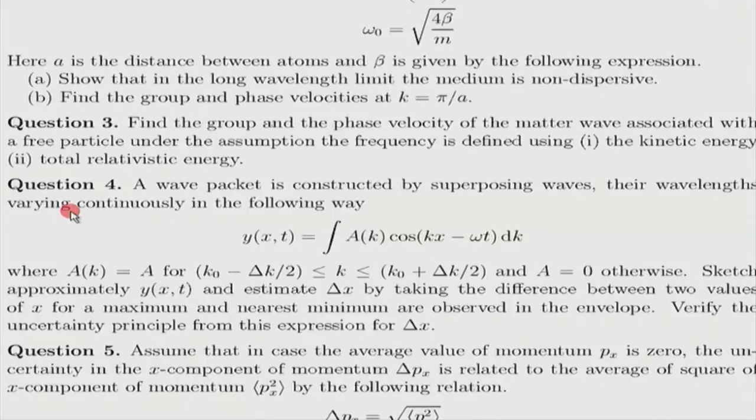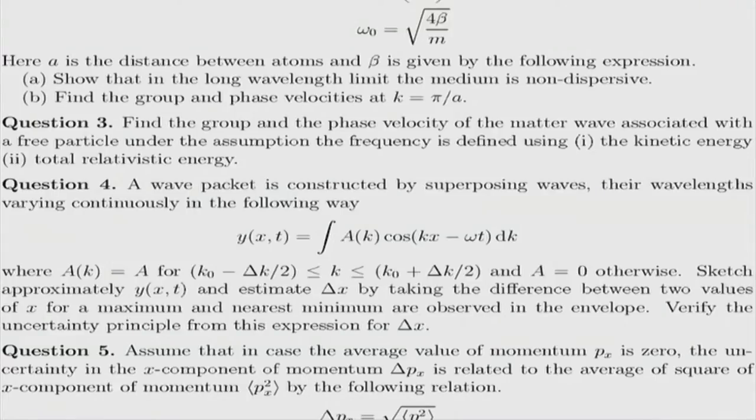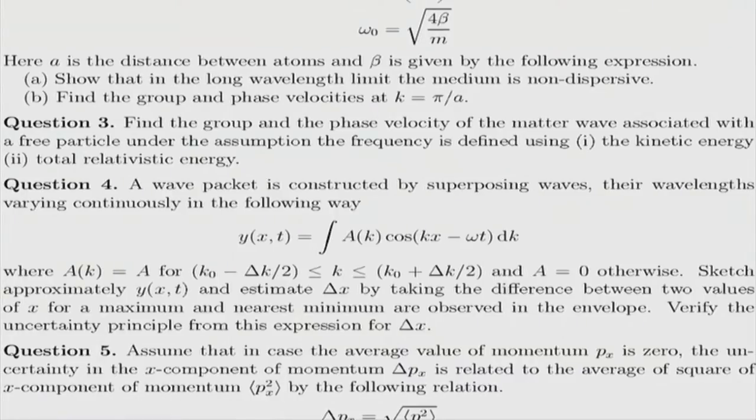It's a very interesting problem, so I'll read out the question once. A wave packet is constructed by superposing waves, their wavelengths varying continuously in the following way. Y of x, t, which is the wave, is given by an integral of A of k, an amplitude, times cos of kx minus omega t times dk, where k is the wave vector.